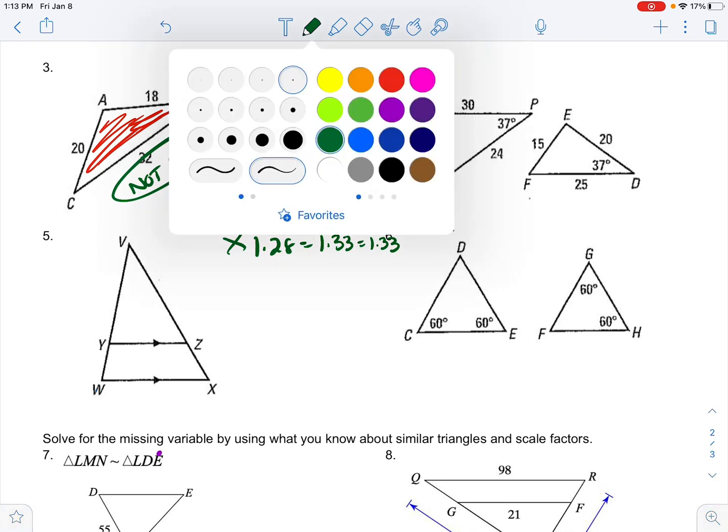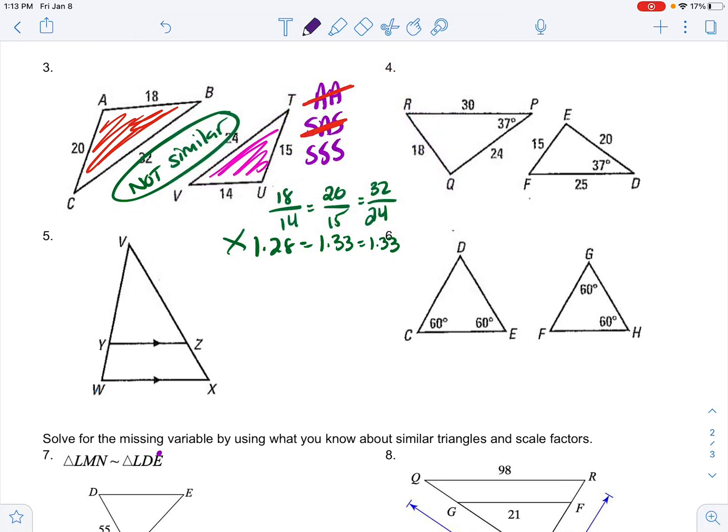Or you could have simplified the fraction. So if I do that, 18 and 14, I can pull a 2 out to get 9 over 7. 20 and 15, I can pull a 5 out to get 4 over 3. And 32 and 24, I can pull an 8 out to get 4 over 3. So you do end up with the same thing.